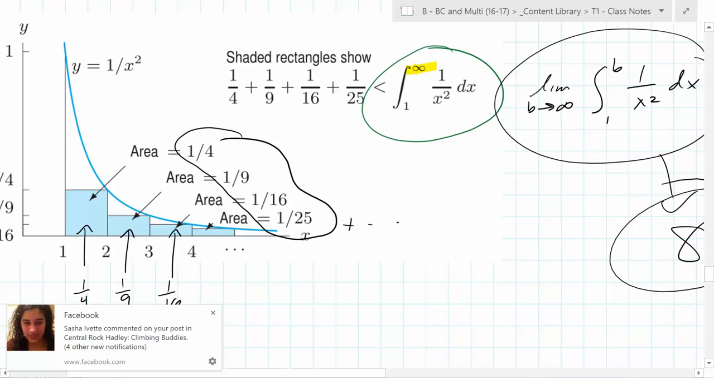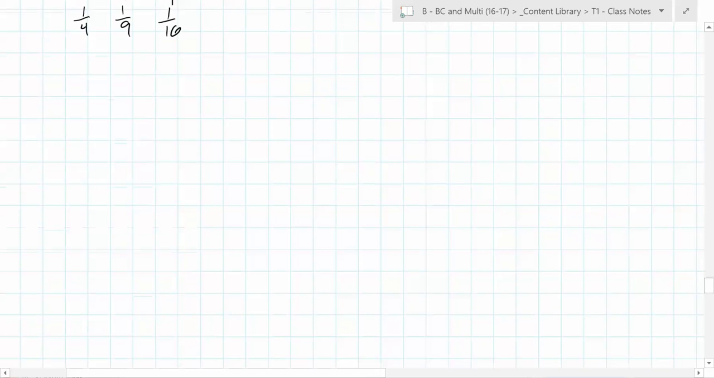So you need to have a lexicon. You need to remember things like, for example, the harmonic series diverges, right? So you're going to use that sometimes. You are going to use that. Okay, so here we go.